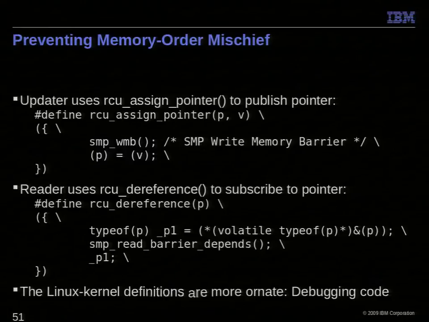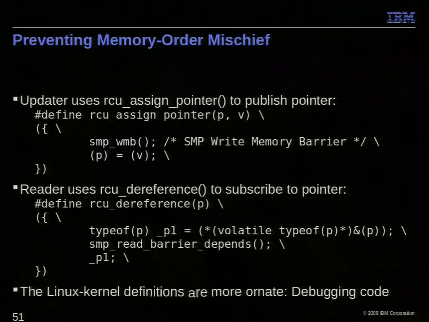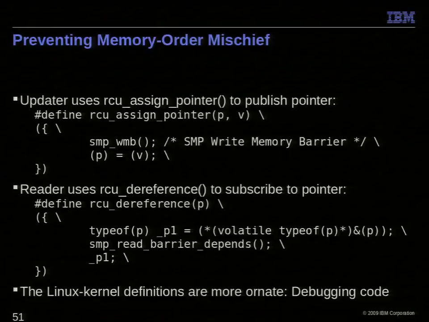Is use a volatile cast to force it to pick it up. This thing is a no-op on everything except DEC Alpha, where it's a read memory barrier, and then we just return the value. So we have these wrapper things so that as a programmer using RCU, you just say rcu_assign_pointer to update it, and you say rcu_dereference to pick up a value. And then any memory barriers or compiler control that needs to be there is supplied by those primitives, and you don't have to worry about it.